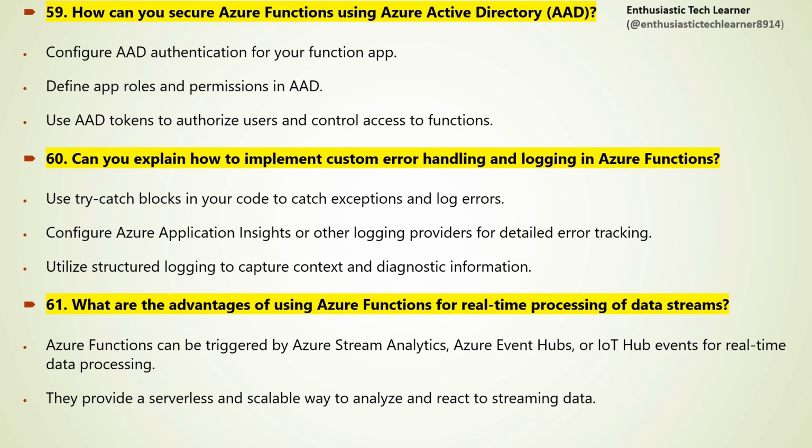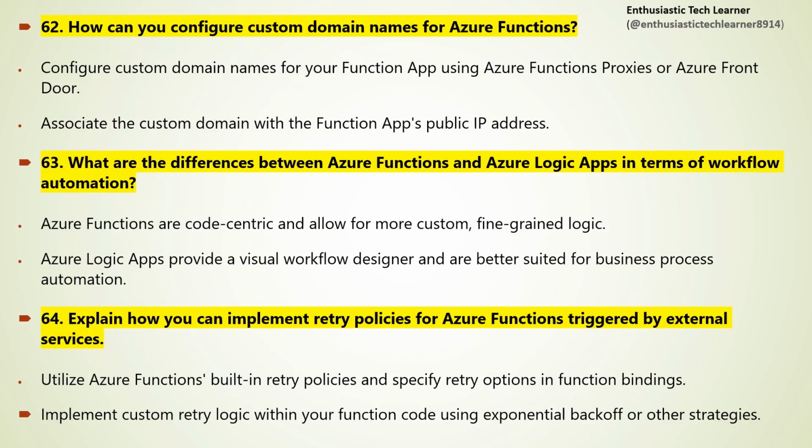What are the advantages of using Azure Functions for real-time processing of data streams? Azure Functions can be triggered by Azure Stream Analytics, Azure Event Hubs, or IoT Hub events for real-time data processing. They provide a serverless and scalable way to analyze and react to streaming data.